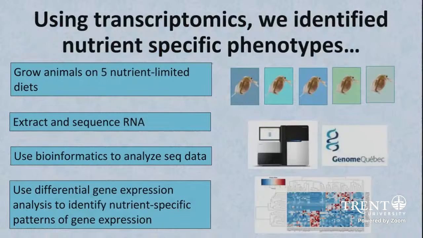So the basic experimental setup that I used was I grew Daphnia on 5 nutrient limited diets in addition to a control well-fed diet. So we used phosphorus limitation. I think we had a C to P ratio of around 600. We did nitrogen limitation. So I think we ended up with a C to N ratio in the food of around 14.